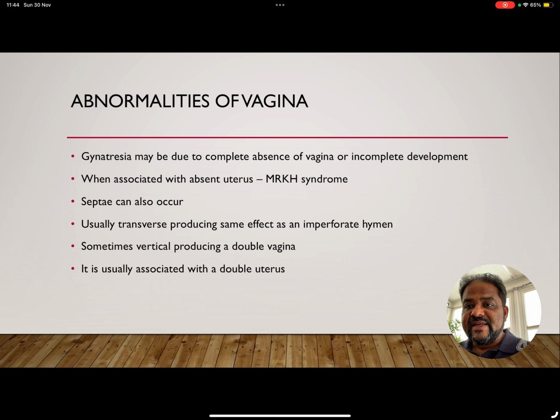Abnormalities of vagina. Gynatresia may be due to complete absence of the vagina or incomplete development. As you remember, the upper two-thirds of the vagina develops from the Mullerian duct, and the lower one-third develops from the ectoderm. When the uterus is absent with absent vagina, it is called MRKH syndrome, Mayer-Rokitansky-Kuster-Hauser syndrome. Sometimes the vagina is associated with a septum, and they could be both, as we saw. It could be a vertical septum leading to two vaginas, or a transverse septum, which will practically work like an imperforate hymen.